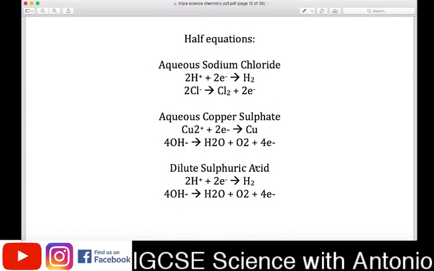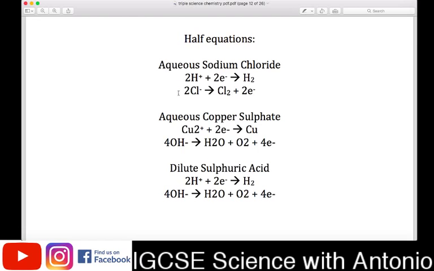Okay, so remember you have to know oxidation and reduction. And let's say here you have the hydrogen ions gaining electrons, so that's reduction. And then you have chloride ions losing electrons to form chlorine. Okay, then that is oxidation.